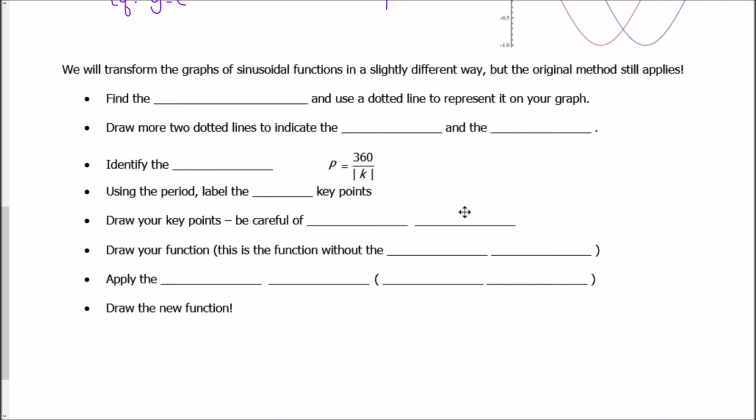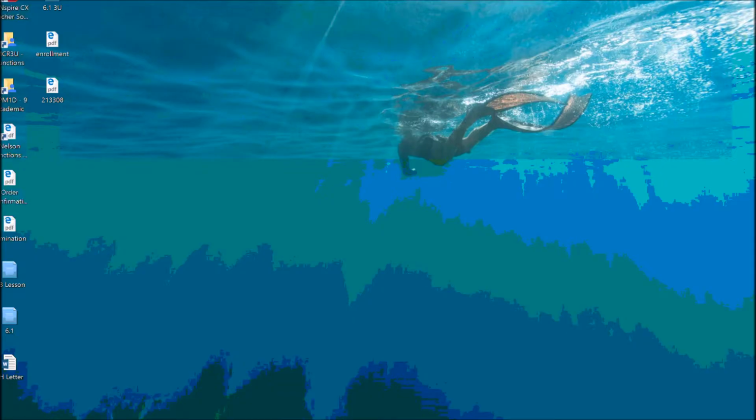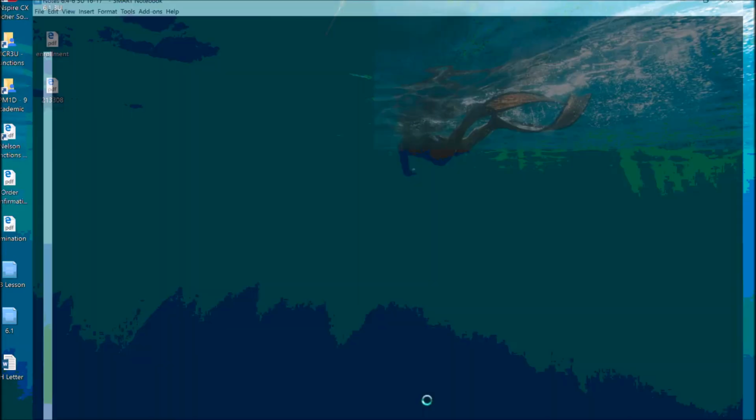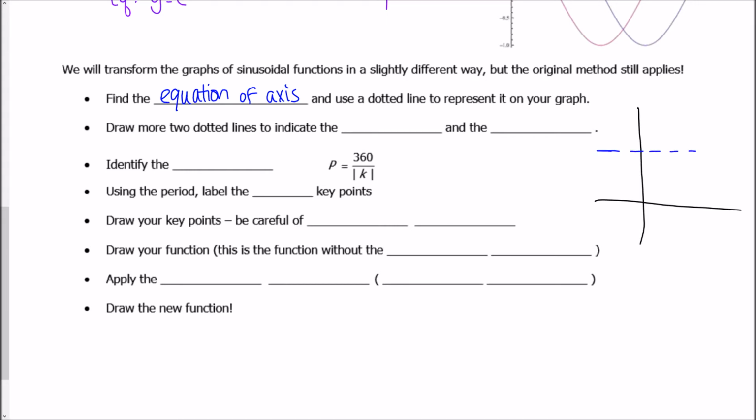So the first thing I want you to do is to find the equation of the axis and use a dotted line to represent it on your graph. Because once I know what the equation of my axis is, I know where everything is centered around. So let's say, for example, I were to find the equation of my axis, and it would be right here. Okay, so this would be the equation of my axis right here.